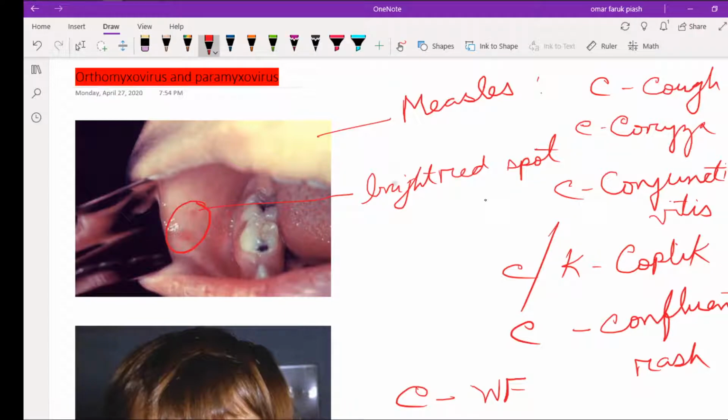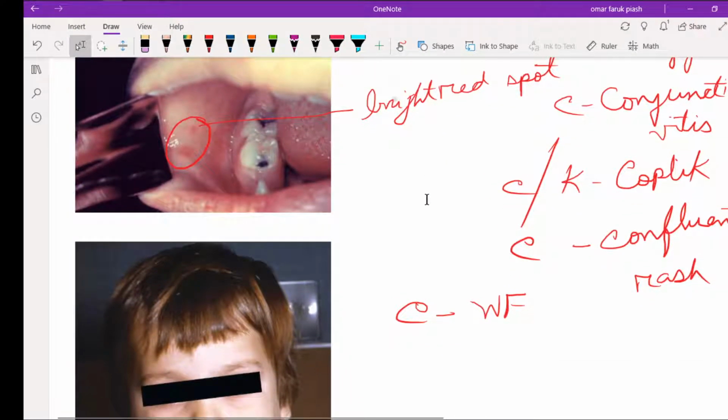So in measles, you can get these features on examination. You will get this bright red spot with a blue-white center on the buccal mucosa, which is known as Koplik spot. There is cough, coryza, conjunctivitis, and confluent rash. And you can get a giant cell which is a fused lymphocyte known as Warthin-Finkeldey cell. It is in the background of paracortical hyperplasia.